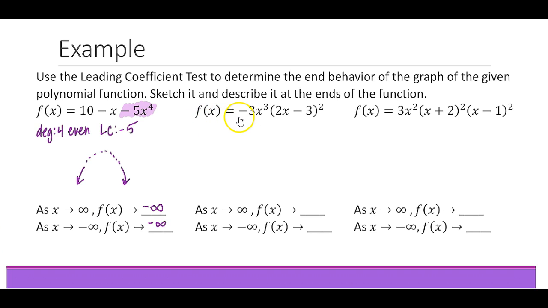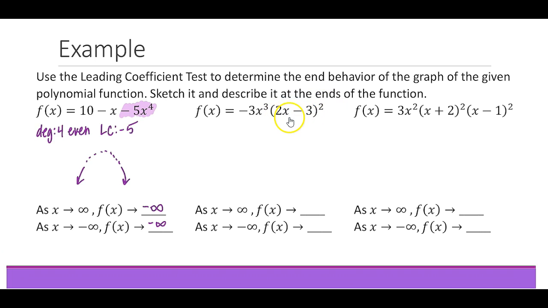In the next example, we're going to have to do a little bit more to think about the degree and the leading coefficient. I have negative 3x cubed times the quantity 2x minus 3 squared. So this is not in standard form. So in order to think about the degree, I'd have to think about what would happen if I multiplied it all out without actually multiplying it all out.